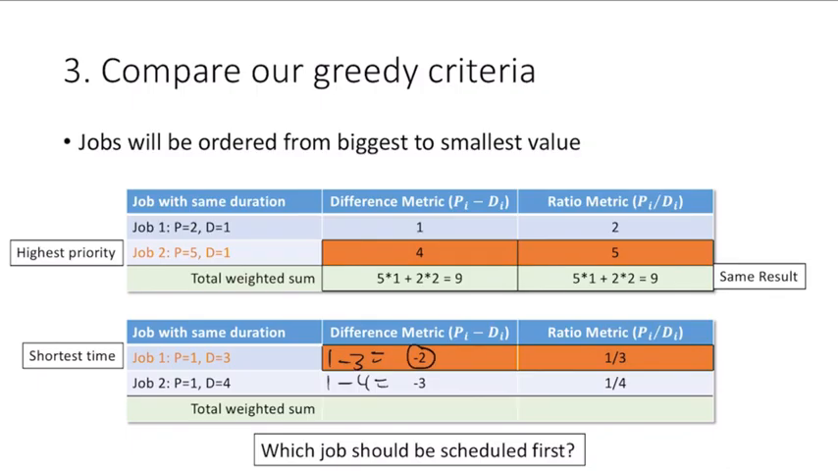And then the same thing over here. 1 over 3 is 1/3. 1 over 4 is 1/4. 1/3 is bigger than 1/4, so again, the schedules agree and they both come up with the same correct answer.